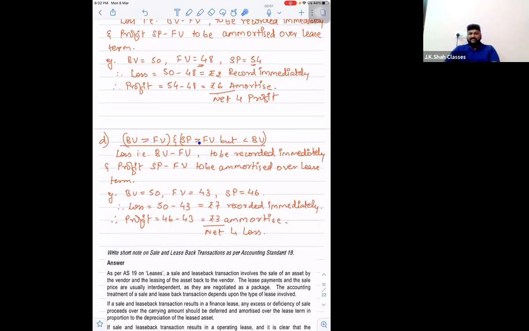Selling price greater than fair value. If selling price is greater than fair value, there will always be a profit, which has to be amortized. Correct? But selling price is less than the book value. It means you have sold at a price which is less than your book value, so overall there will be a loss. When you record the impairment loss and the profit to amortize, the difference between the loss and profit will be a net loss. Overall net loss.